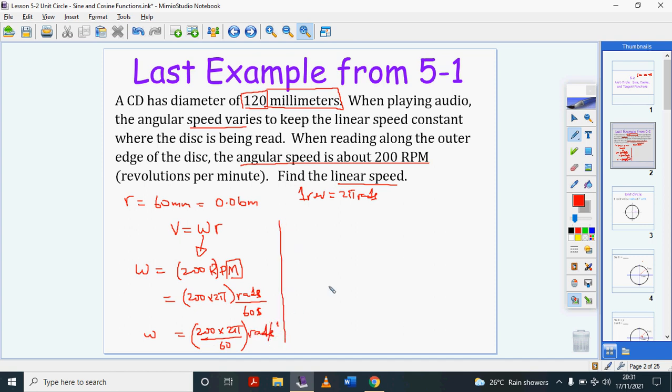So since I found that answer, the angular velocity, I'm just going to substitute it in this formula for linear speed, which is omega r. And I'll just say this is 400 pi divided by 60 times the radius, and that radius is 0.06 meters. So you'll be able to get your answer in meters per second.